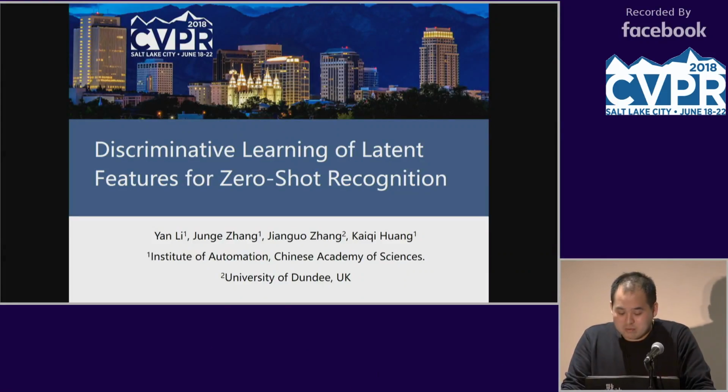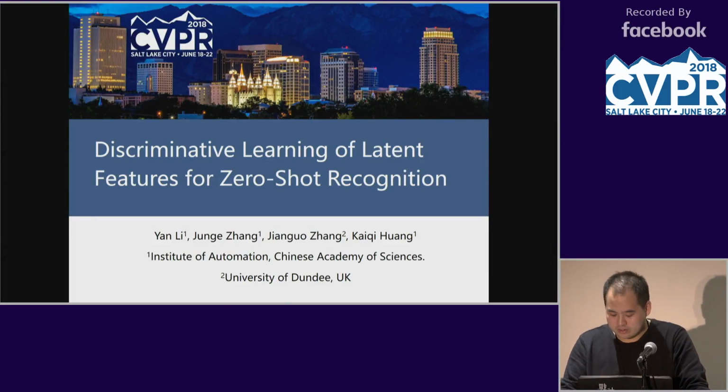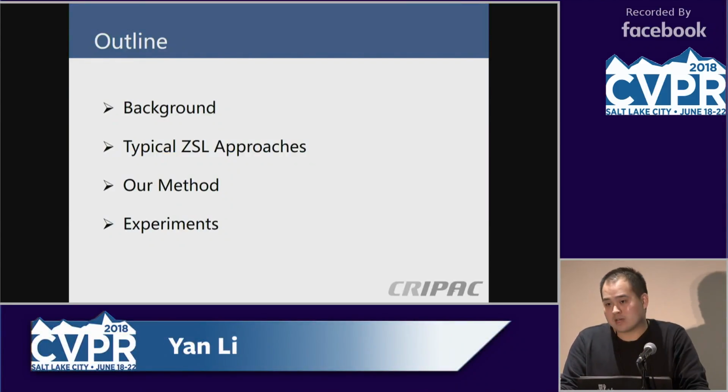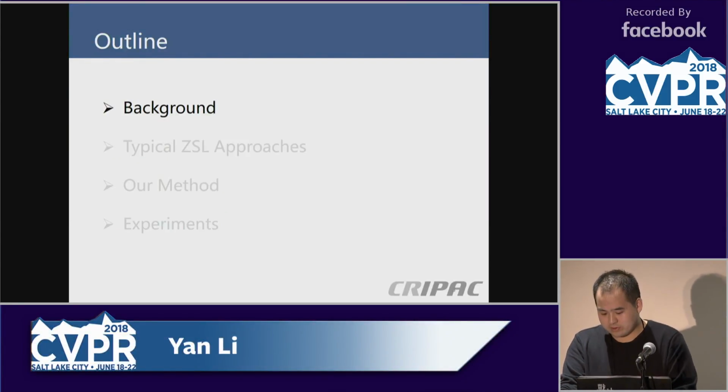Well, hi everyone. I will give a talk about discriminative learning of latent features for zero-shot recognition. And my talk can be divided into 4 parts. Firstly, I will talk about some background for zero-shot learning.